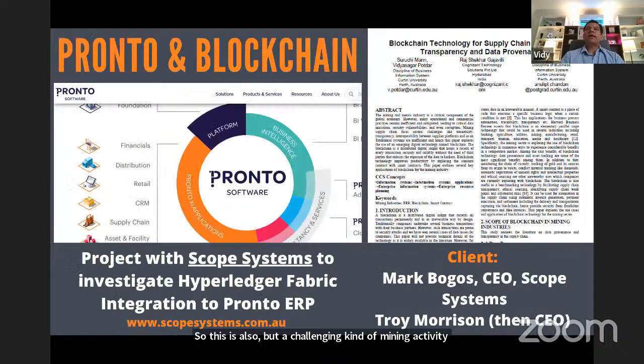What the client wanted here was to integrate blockchain to an existing ERP software called Pronto. Pronto is the ERP software that many mining companies use in Australia. The idea was to understand Pronto and to develop a layer, a middleware or a connector, that can connect the Pronto software to Hyperledger Fabric.